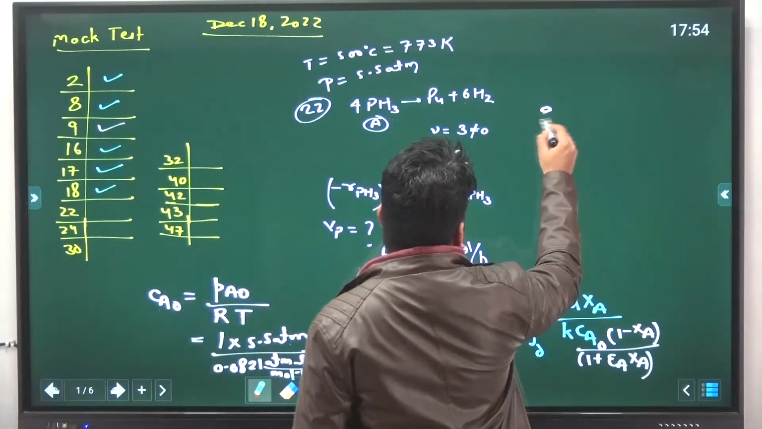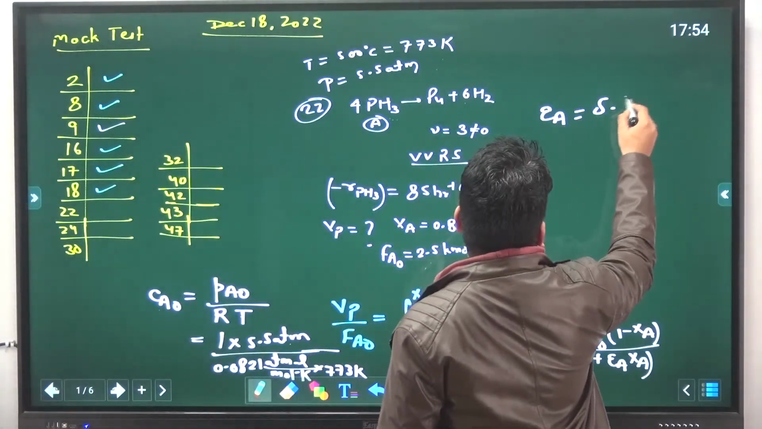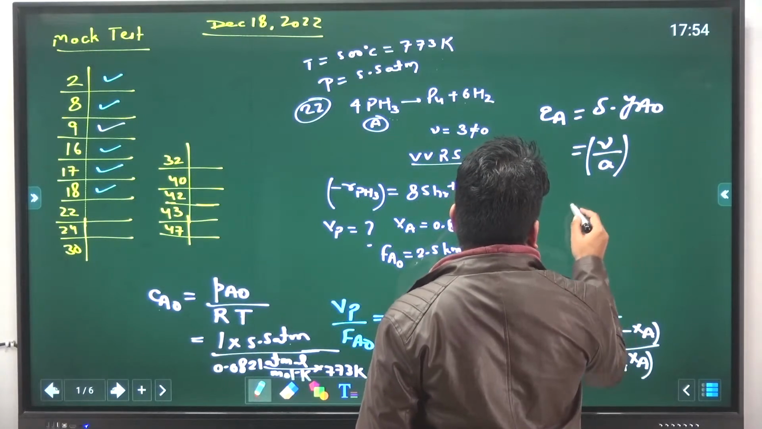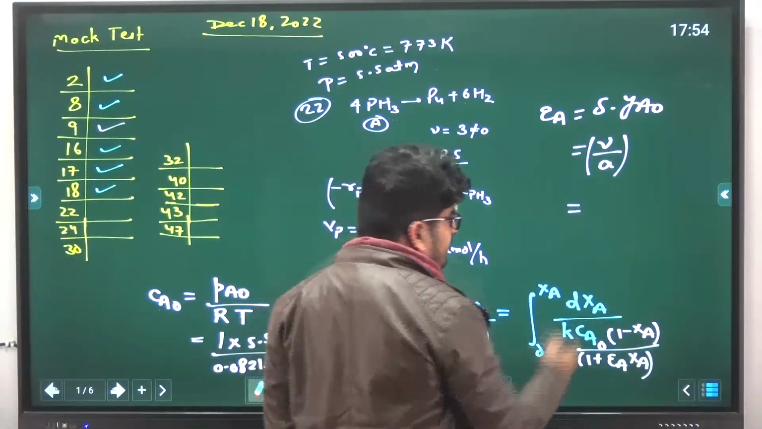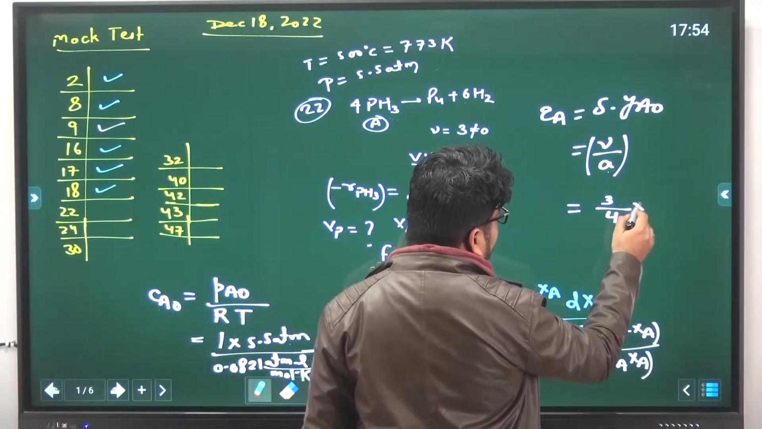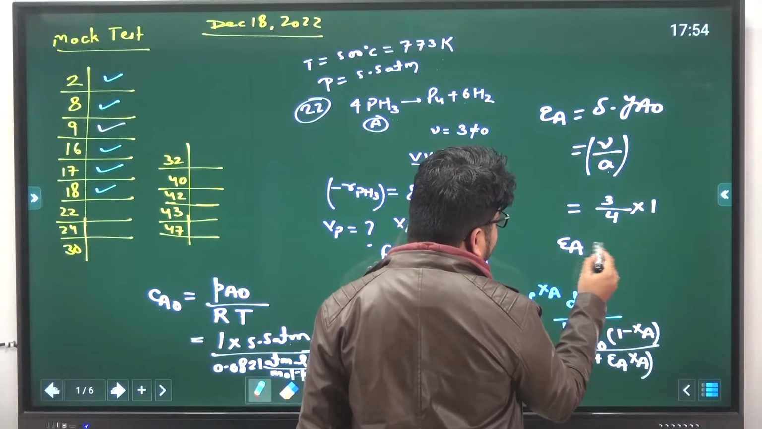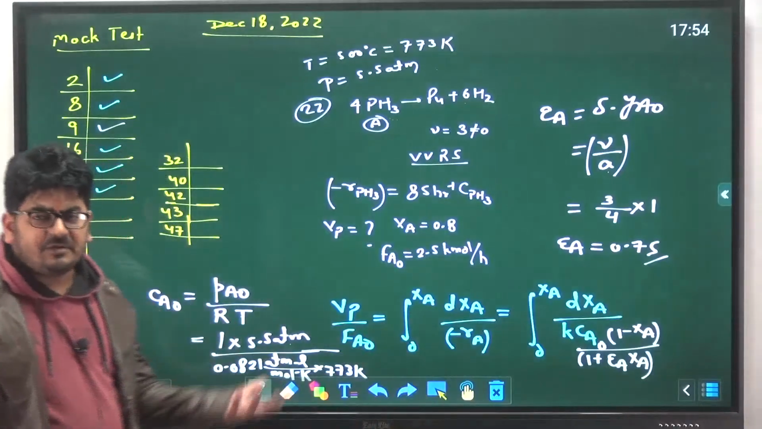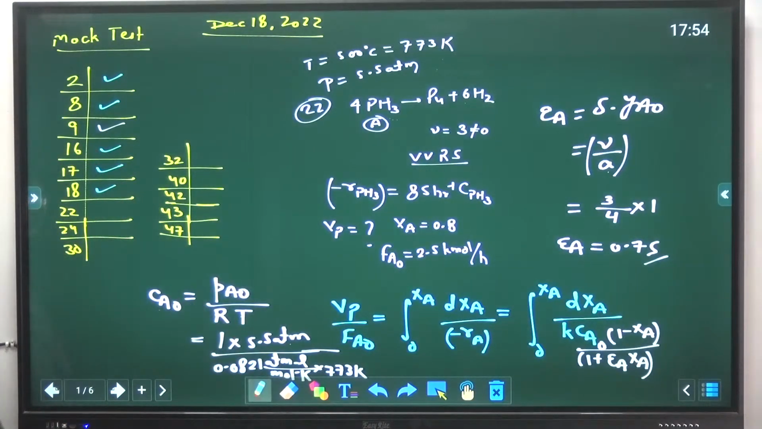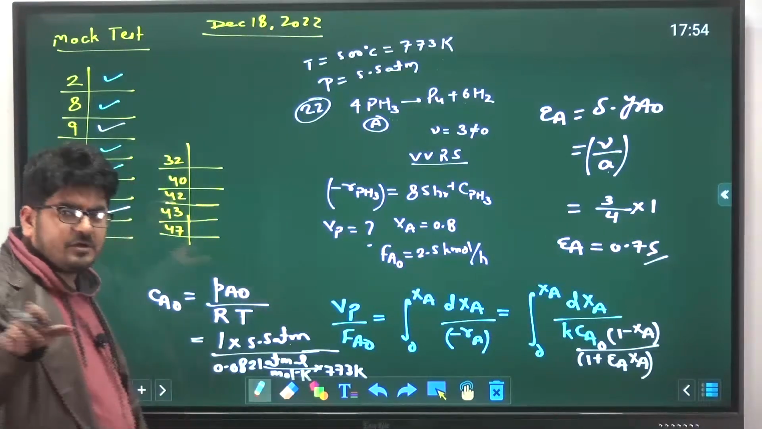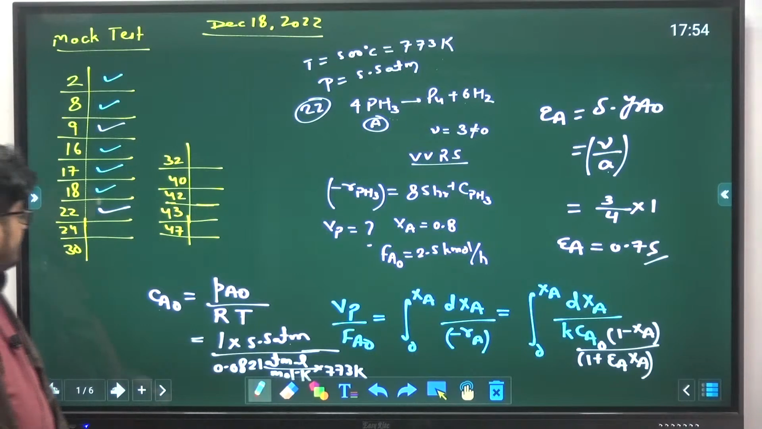I hope all of you know that epsilon_A is delta times y_A0, where delta is nu by a. Here you can see the overall stoichiometric coefficient is 3, the stoichiometric coefficient of A in the reaction is 4, and y_A0 is 1. So epsilon_A will be 0.75. You can put these values in the equation and integrate to solve. You will get your answer. I am not doing any calculation because they are already given in your solutions. You can check that.